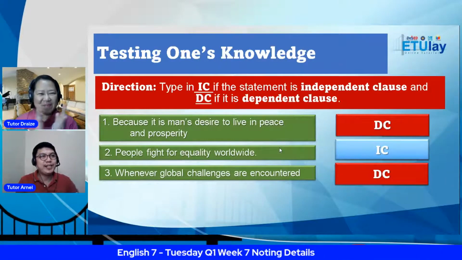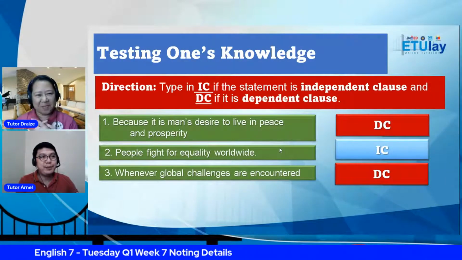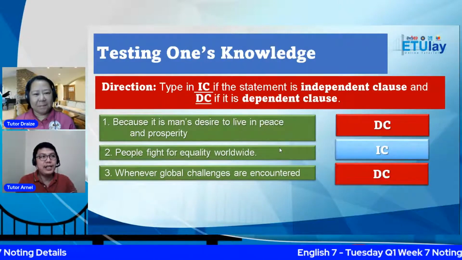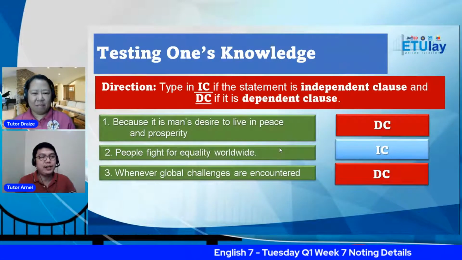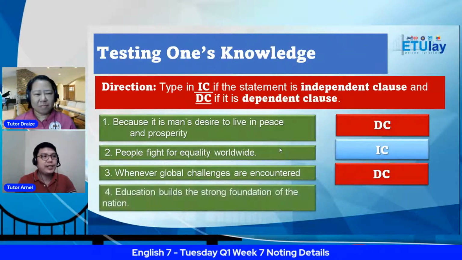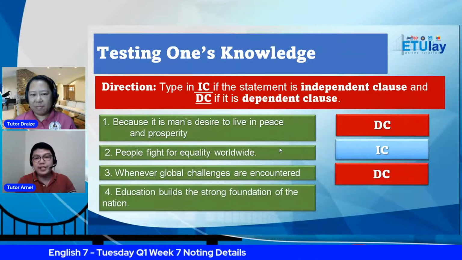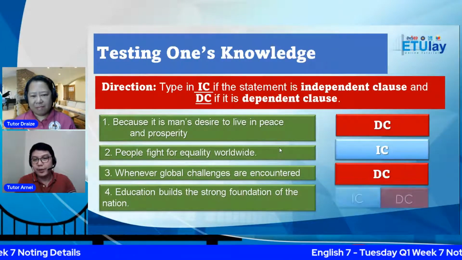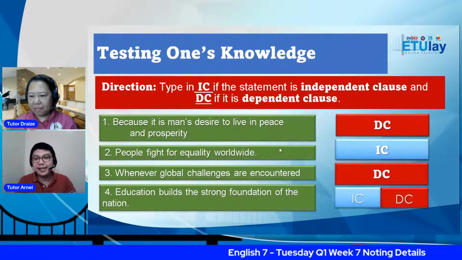All right, so let's check it out. Yes, the correct answer is DC. All right, why is it a DC? Because look at that. Whenever is an example of a subordinating conjunction, so making it a subordinating clause. All right, so let's have number four. Education builds the strong foundation of the nation. So is it IC or DC?